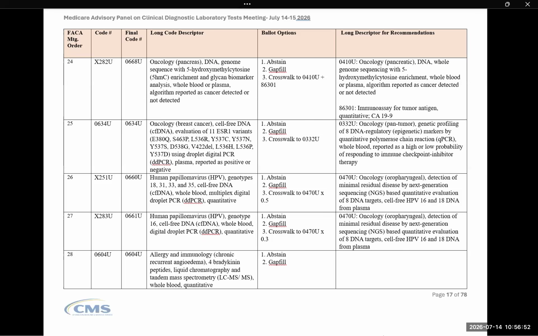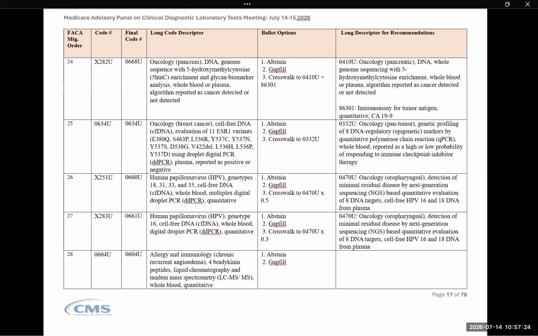There's no existing code that shares this droplet digital PCR methodology and resource profile. So the recommendation was to use a gap fill. An alternative is a crosswalk to 0332U, which is a pan-tumor epigenetic qPCR for immunotherapy response, but that differs in method, specimen, and intent, but that would be an alternative to a gap fill. Thank you.